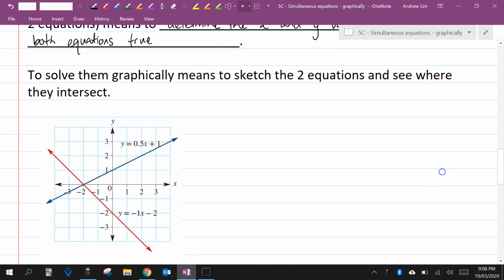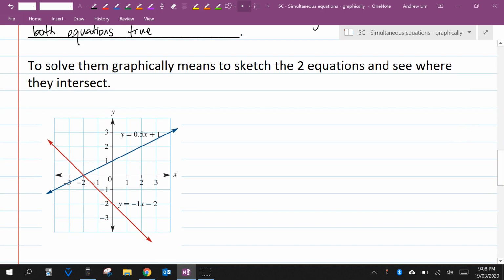So to solve graphically means to sketch the two equations and see where they intersect. Sometimes you'll be given graphs where the lines are already sketched for you. Okay, you already have the graph, so you don't need to sketch them. But in case you need to sketch them, we've already developed those skills in the first half of this video.